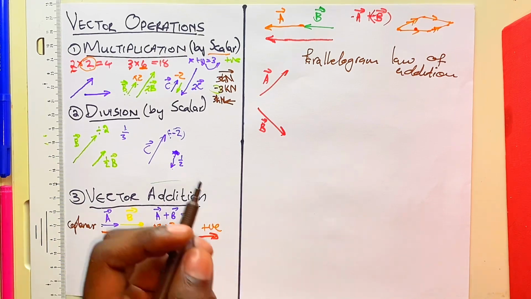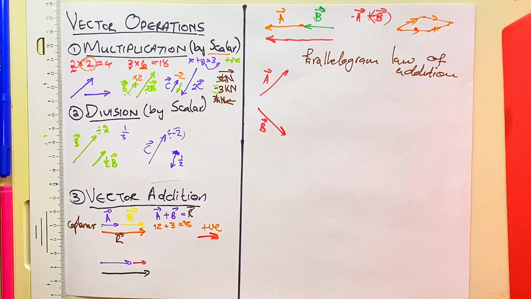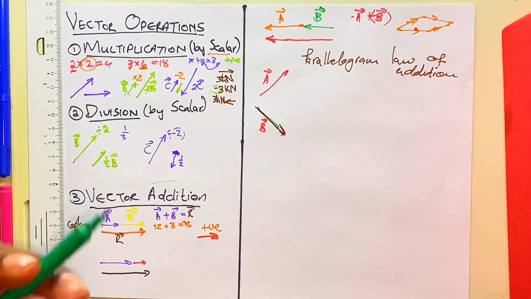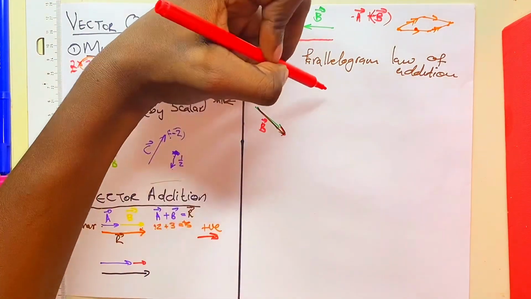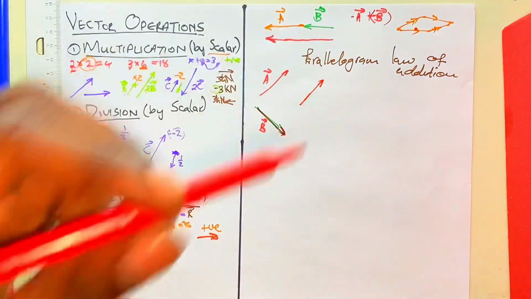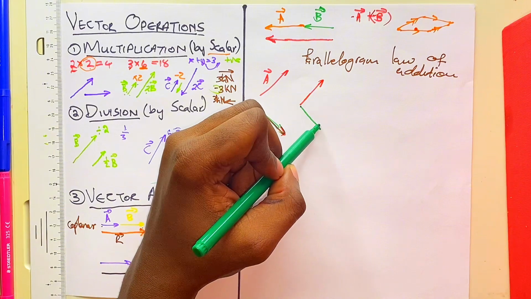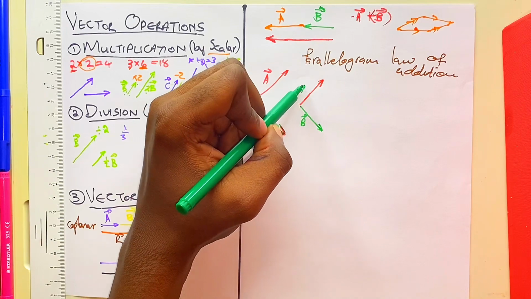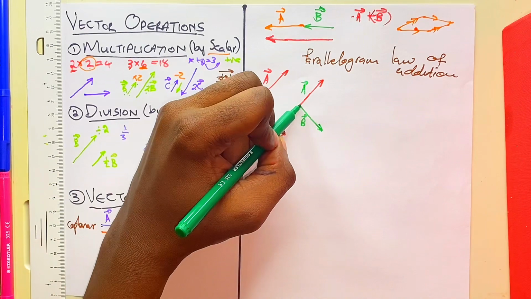Now, the first thing that you're going to do, you are going to take these two vectors. Let's change this vector and make it green so that we can see properly. Now, we are going to take vector A and make sure that it touches with vector B at their tails. This is vector B and this is vector A. Make sure that they touch at their tails here.